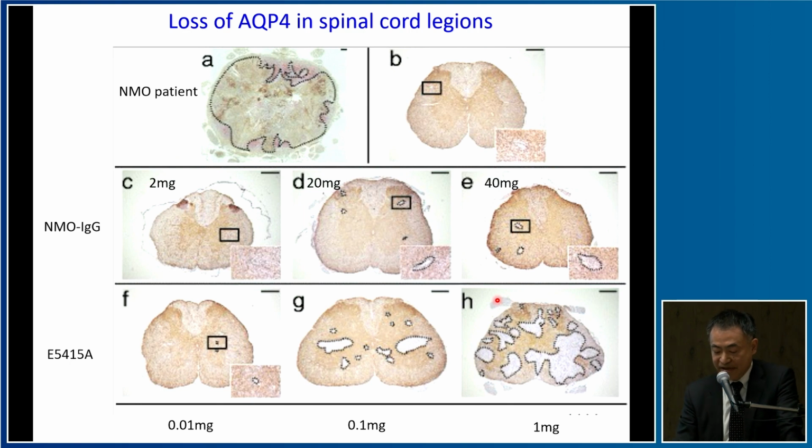Next, we examined the pathological changes. Here is the immunohistochemistry of aquaporin 4. The middle panel shows when we used NMO IgG from the patient, at 2, 20 and 40 milligrams. After injection of 40 milligrams, we can see a slight defect of aquaporin 4 staining. On the other hand, when we used our monoclonal antibody at 0.01, 0.1 and 1 milligram, we can observe a huge aquaporin loss lesion.